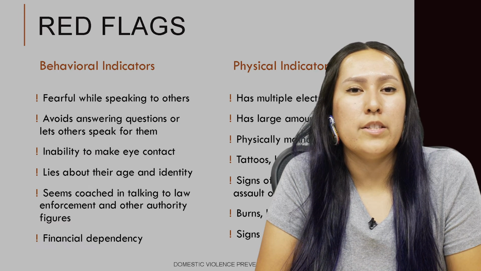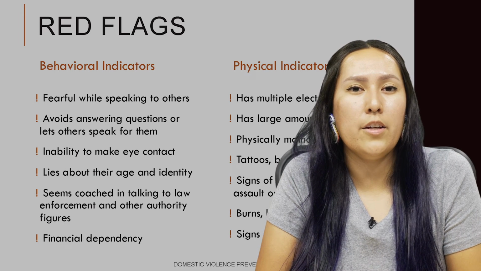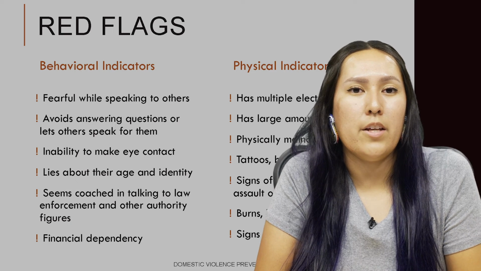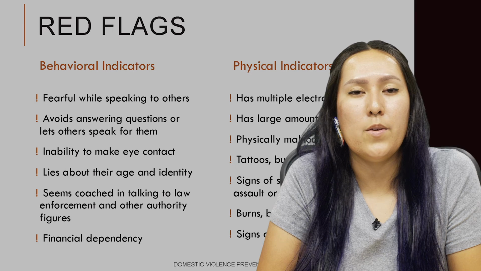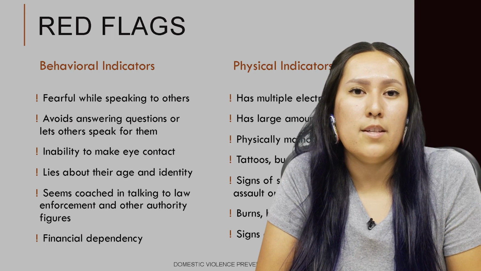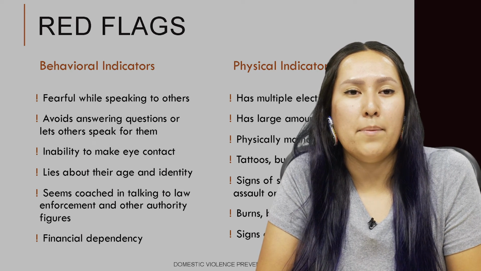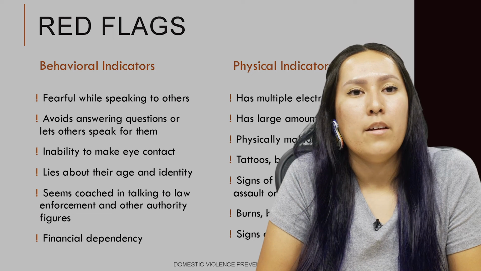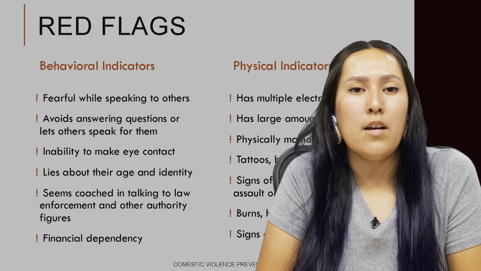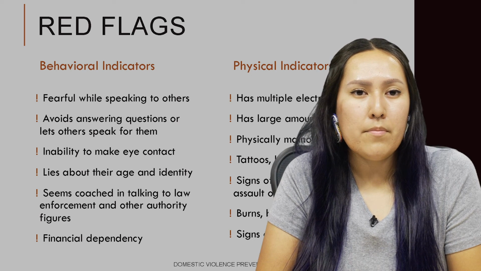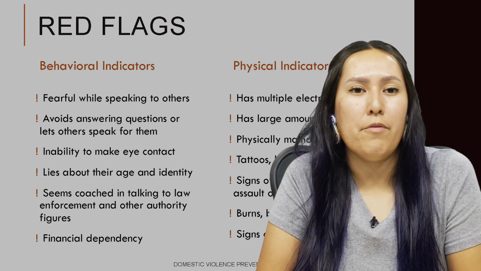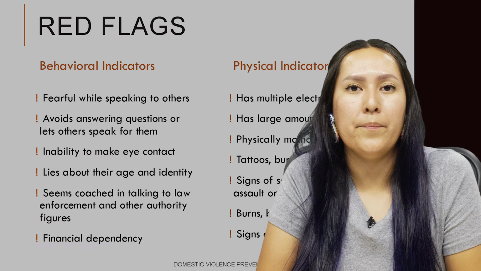So maybe there's someone who looks like they're a lot younger who is lying about their age to make them seem like they're older, or maybe they're using a different name, which isn't the name that they usually go by. Also, they might seem coached in talking to law enforcement and other authority figures. And they might also have a financial dependency as well.